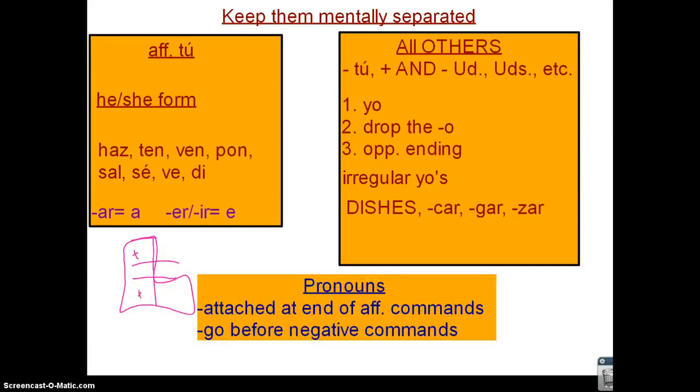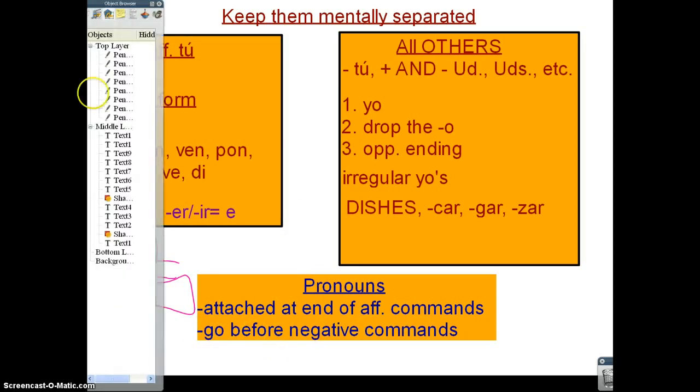Here is a summary of all the things that you need to know. Affirmative tú commands, he/she form. Here are the irregulars. Here's what they end in. All others, present tense yo, drop the o, opposite ending. Be careful of irregular yos, stem changers, car, gar and zar verbs, your dishes. And for pronoun placement, they're attached at the end of affirmative commands, but of course you still need an accent on the penultimate syllable, not counting the pronoun. And for negative commands, they go before the command.